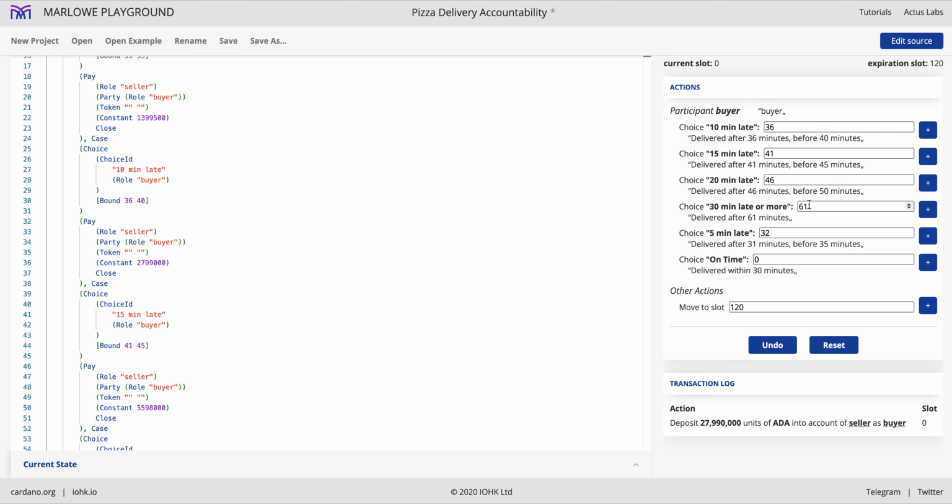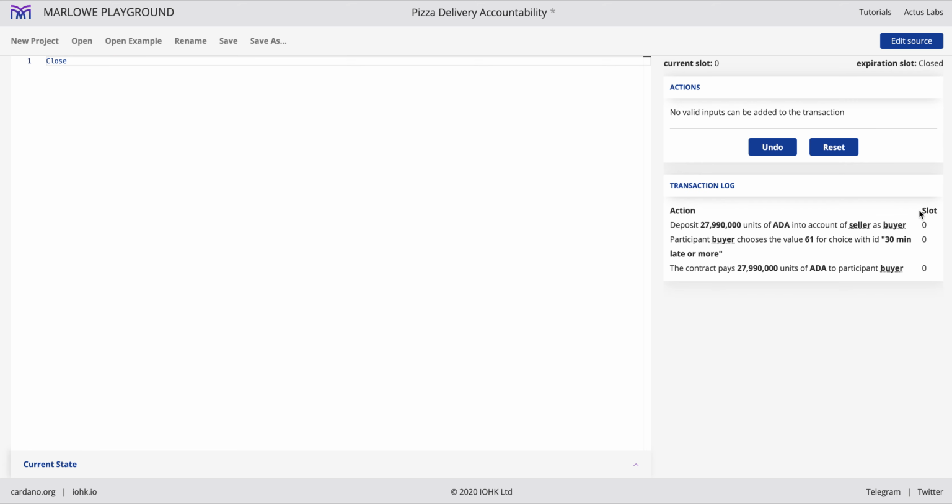We did have a little fun with it and said if it's running 30 minutes late or more, so we're estimating about an hour delivery time, you're looking at a full refund of ADA, which is pretty rad considering you're paying 27.99 ADA for some pizza, which at current price is quite a bit.